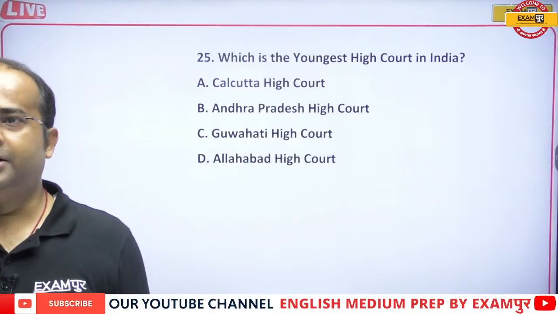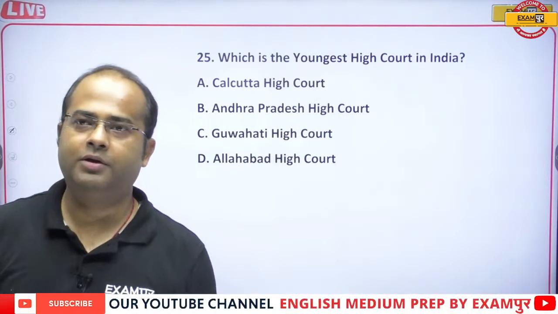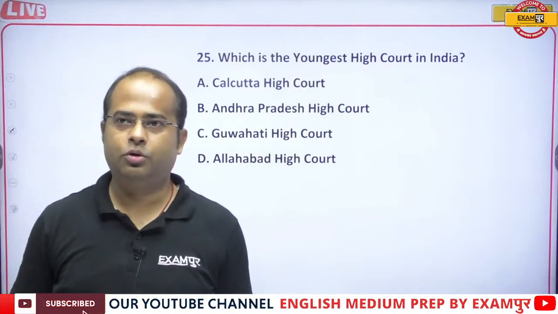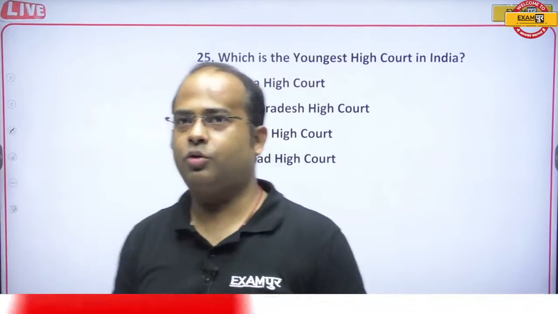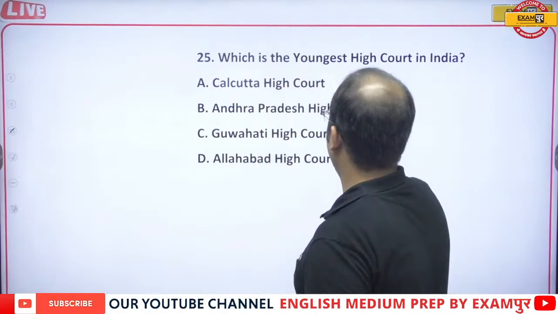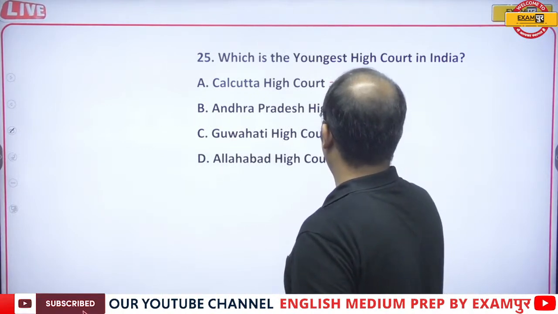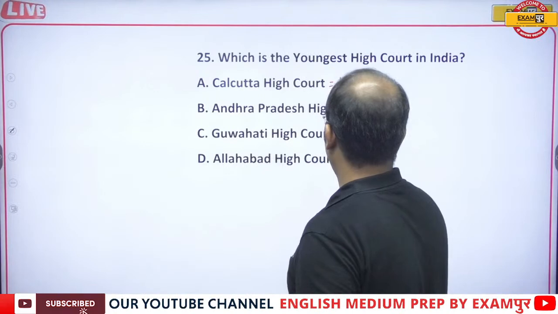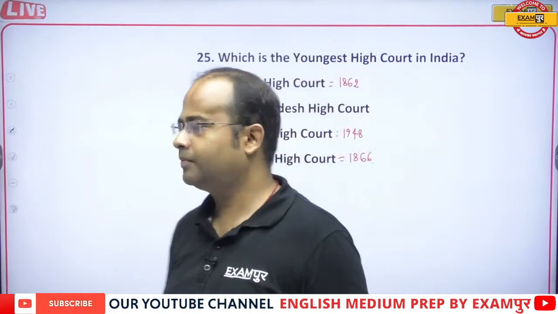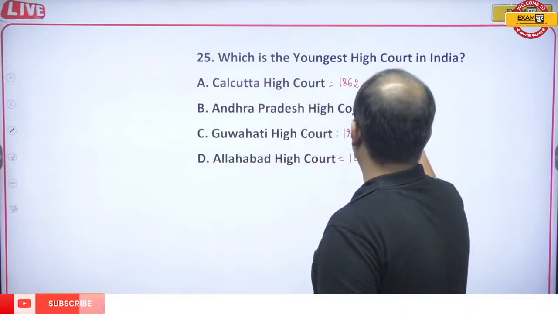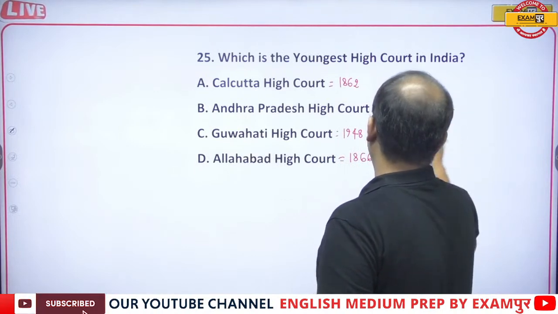Okay, let's see the correct answer. Sharvani is saying option B. Good. Then Vijay is also going with option B. So that's more good. See, the youngest high court, guys, is the Andhra Pradesh High Court. Calcutta High Court, 1862. Guwahati High Court, 1948. Allahabad, 1866. And it is located in Amravati, and this is the 25th High Court.